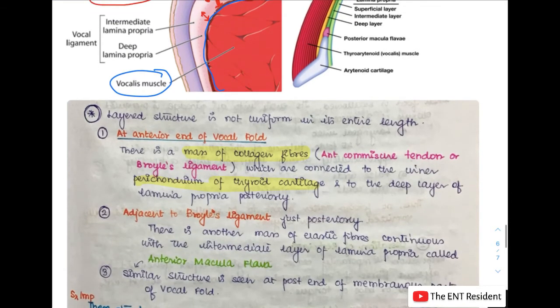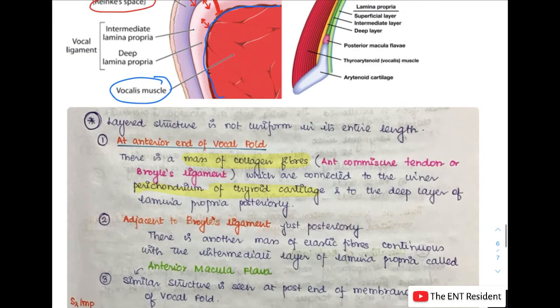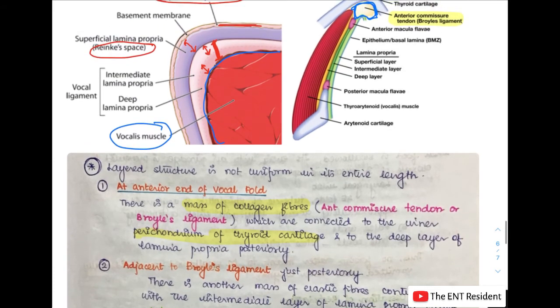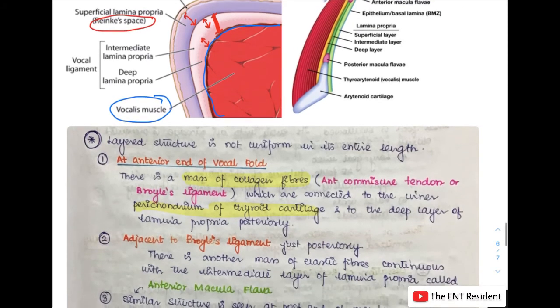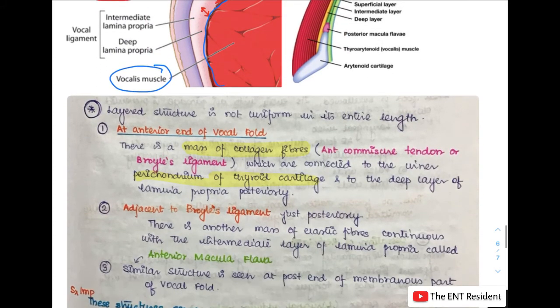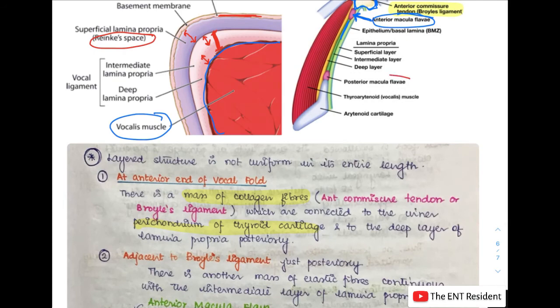Next, adjacent to this Broyles ligament, just a little posteriorly, is another mass of elastic fibers which is continuous with the intermediate layer of the lamina propria. It is known as the anterior macula flava. You can see in the picture, this is the anterior macula flava. As you can see, it is a bundle of elastic fibers which is continuous with the intermediate layer of the lamina propria. Lastly, the third part is a very similar structure to the macula flava, but it is seen at the posterior end of the membranous part of the vocal fold. You can see over here the posterior macula flava.